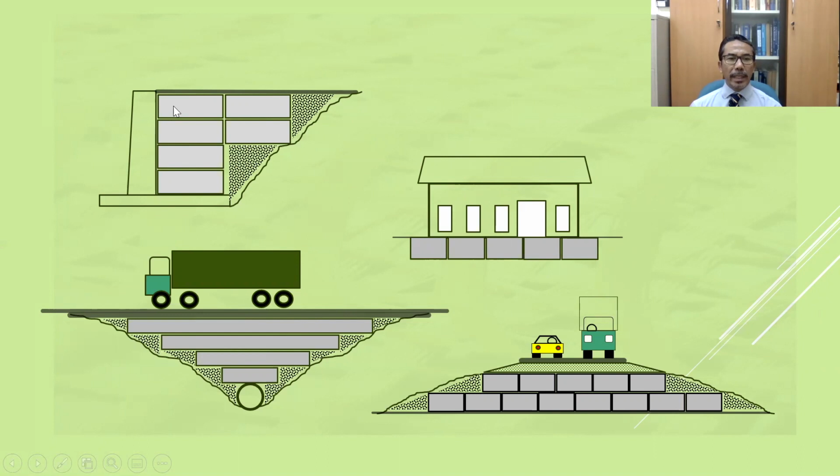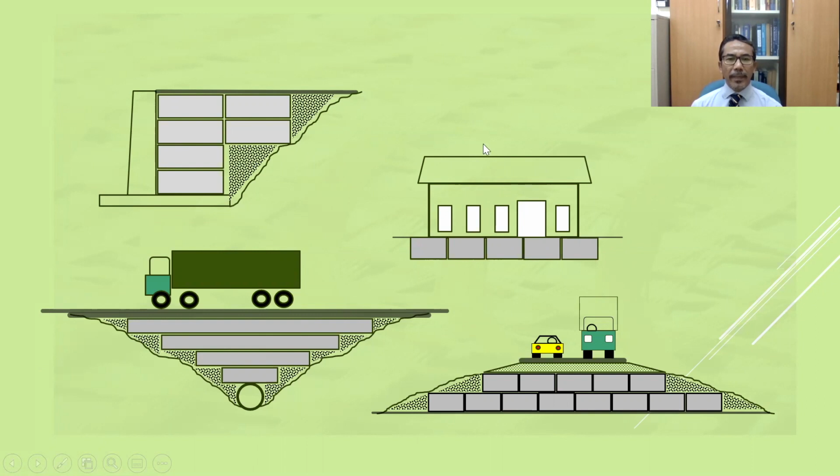Geofoam can be used as lightweight backfill material behind a retaining wall. By using this lightweight geofoam to replace the use of soil as backfill material, it will reduce the lateral force exerted to this retaining wall. So by reducing the lateral stress, the dimension of the retaining wall can be reduced, so that the cost of the construction can be reduced.